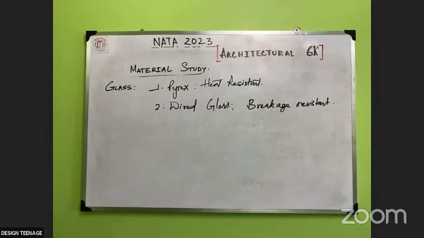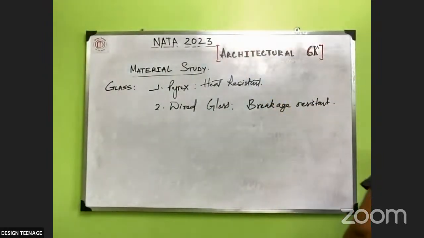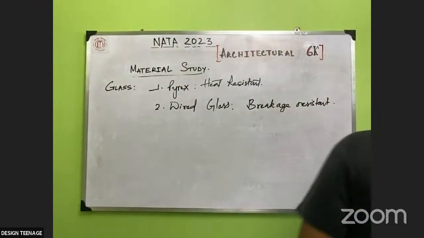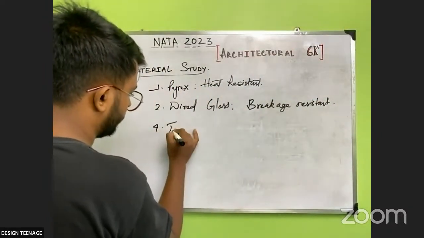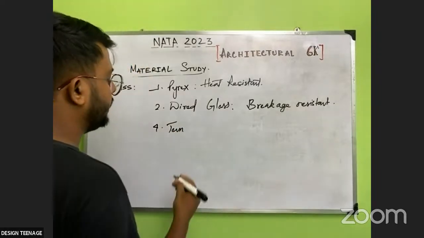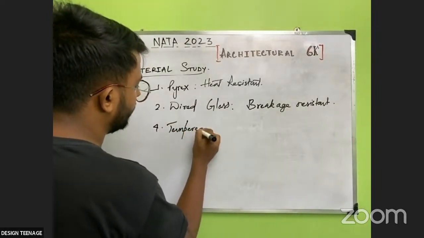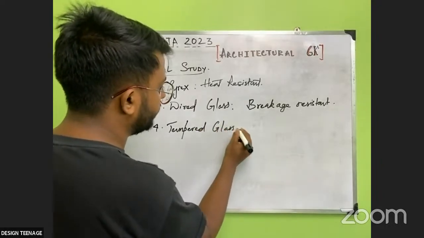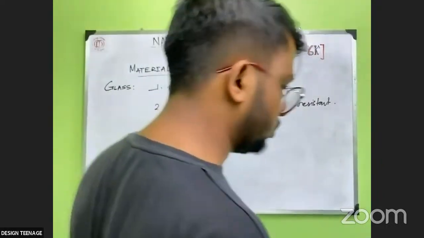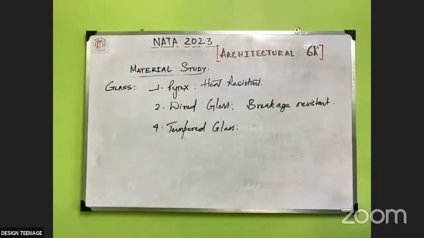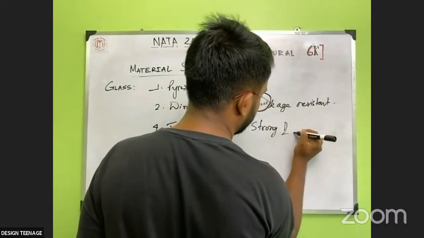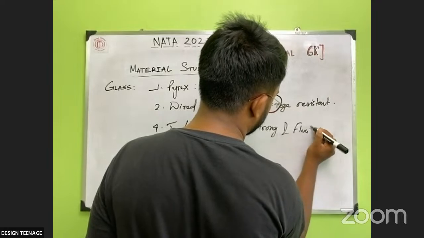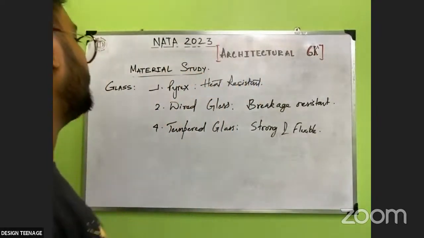We have this wet glass, and followed by wet glass, we have tempered glass, tinted glass, and insulated glass. So we will see tempered glass first. When I say tempered glass, most of you know it. Tempered glass is nothing but glass which is more strong. It's strong and flexible. Followed by tempered glass, these are three.